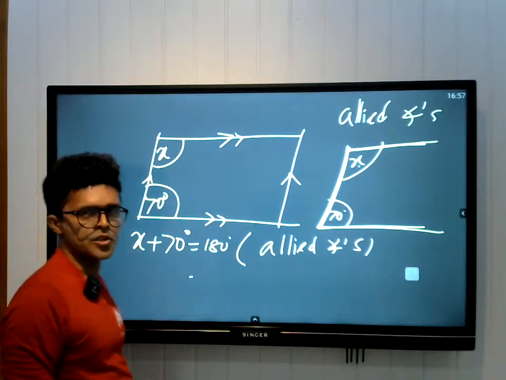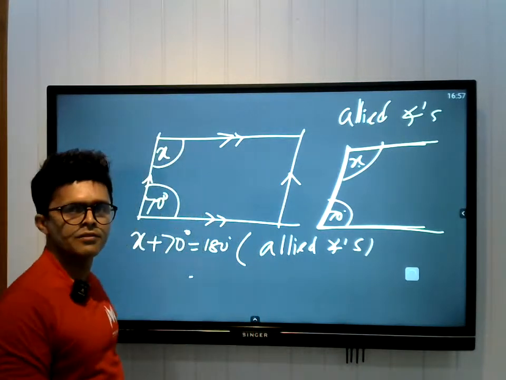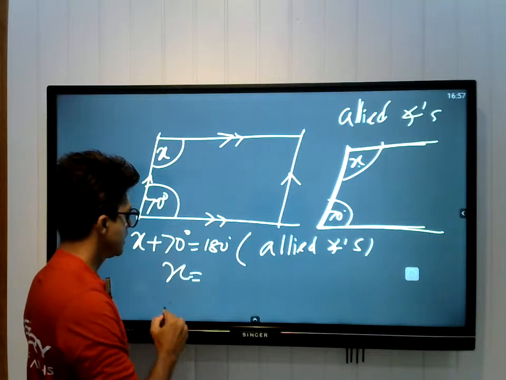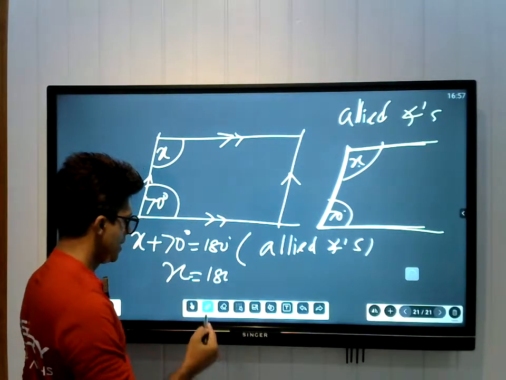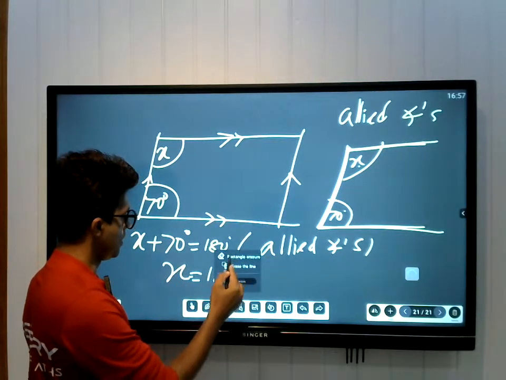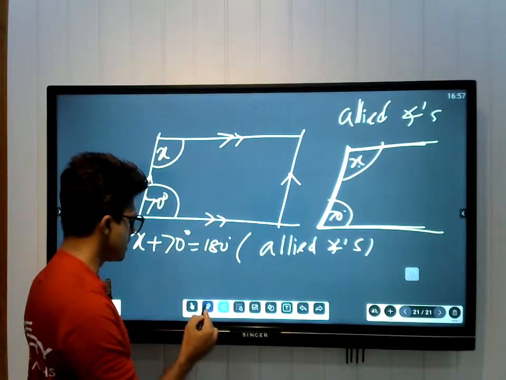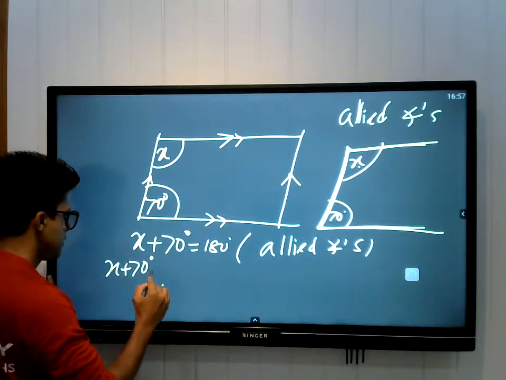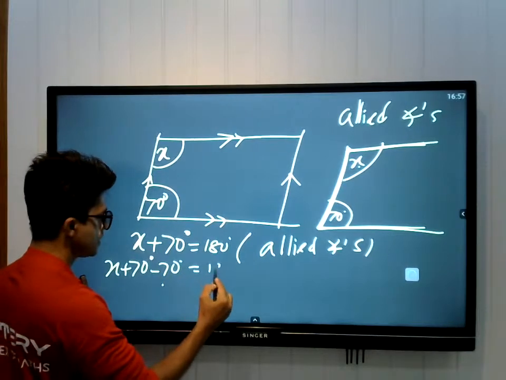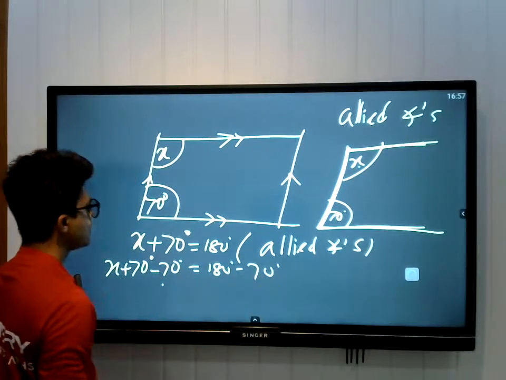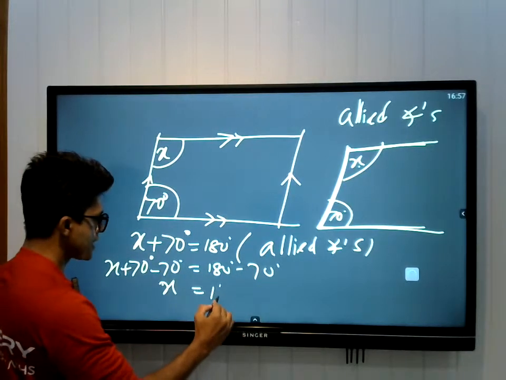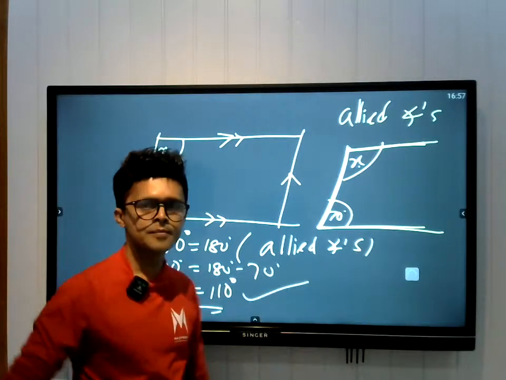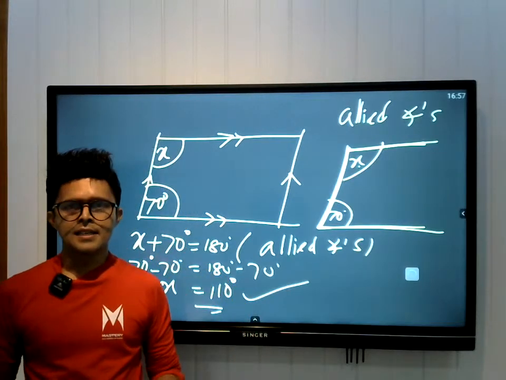Now this is an equation. What is the value of x? You could subtract 70 from both sides: x plus 70 minus 70, 180 minus 70. So the value of x is 110 degrees.